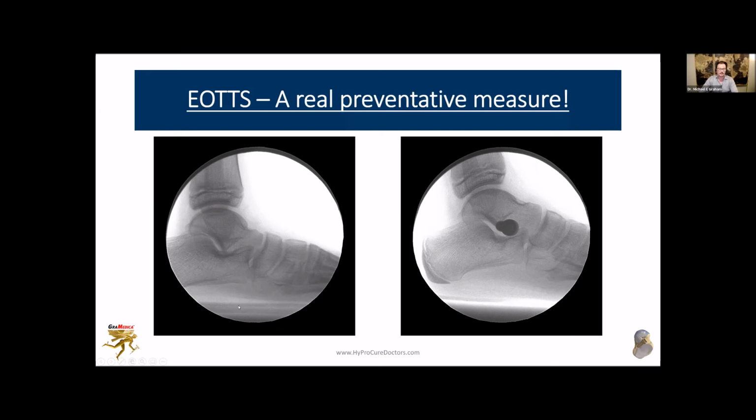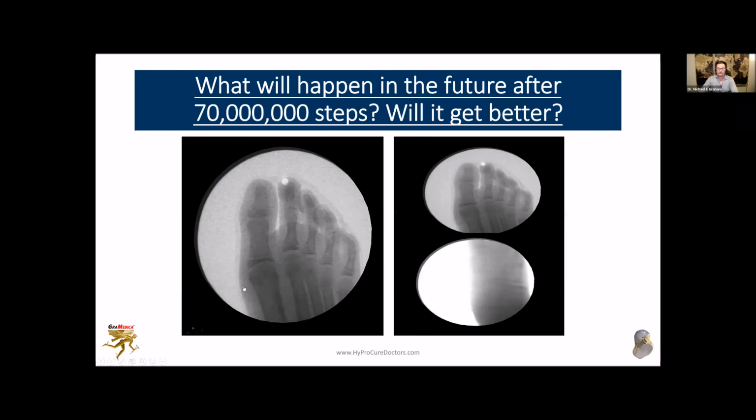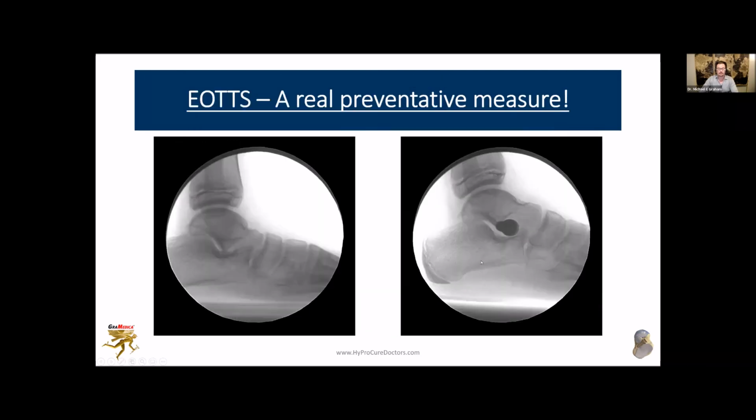It should be malpractice to tell somebody that by buying this $800 pair of orthotics, we're going to prevent your bunions from getting worse. The literature does not agree with you. But we do have another form of treatment, extraosseous talotarsal stabilization with HyProCure, that is proven to address the underlying etiology without doing any harm. This does not cause arthritis. This only helps the patient.